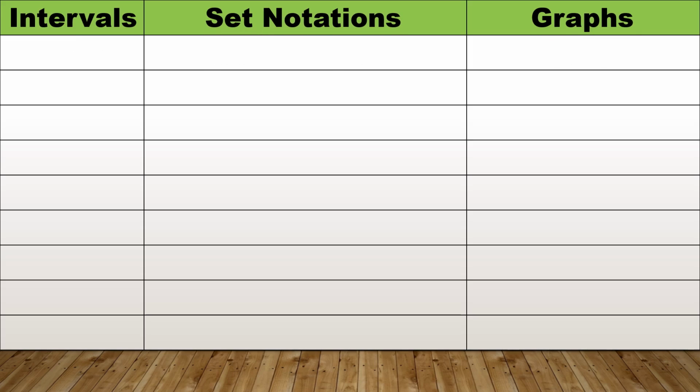Before we proceed with the discussion on how to solve rational inequalities, you have to be familiarized first with the table containing the symbols and the graphs on how to solve a rational inequality. So in the first column, we have intervals. The second column, we have the set notations. And the third column, we have the graphs.